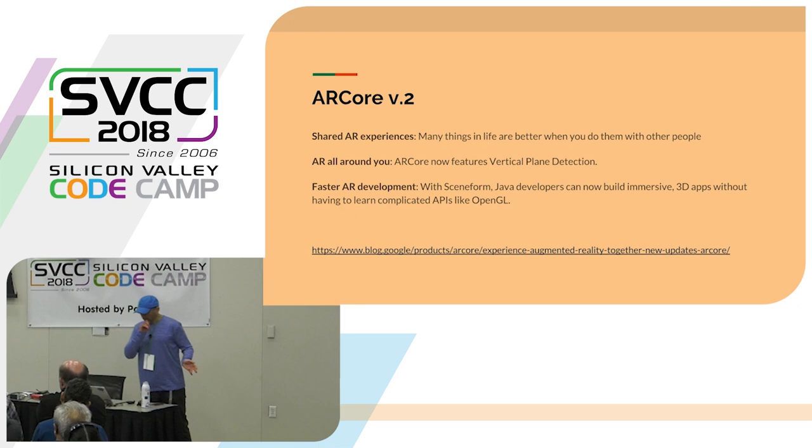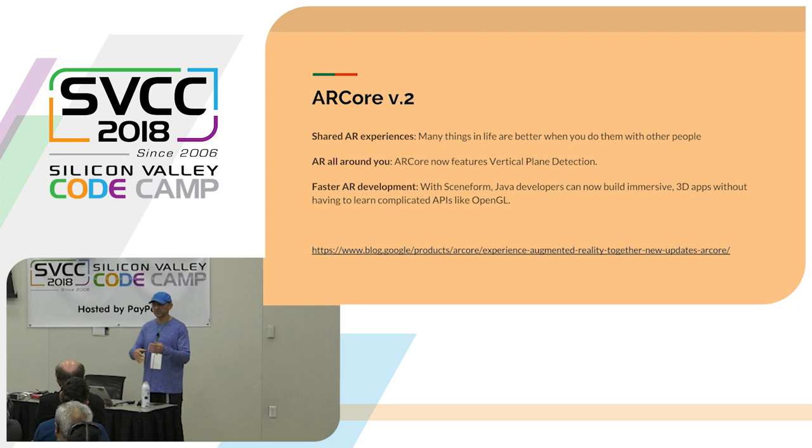Now, ARCore 2 was just released, and it added some much, much needed functionality. One of the things is, like, I'm going to build an AR app, and then I'm going to put it on this table, and I'm looking through it with my phone. What does that mean to you? Absolutely nothing. And the reason it means nothing to you is because you can't share the experience with me.